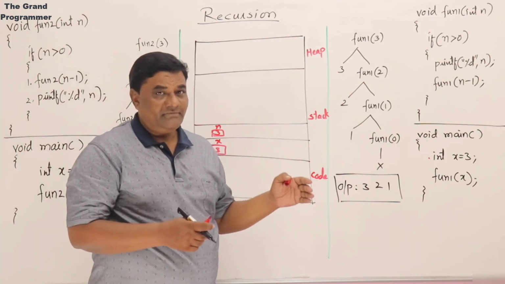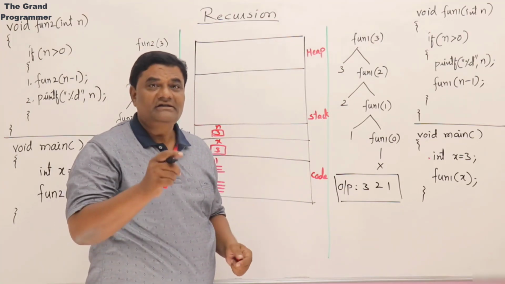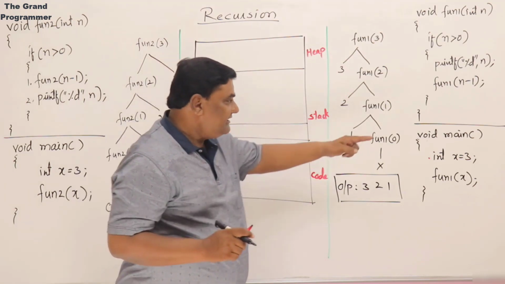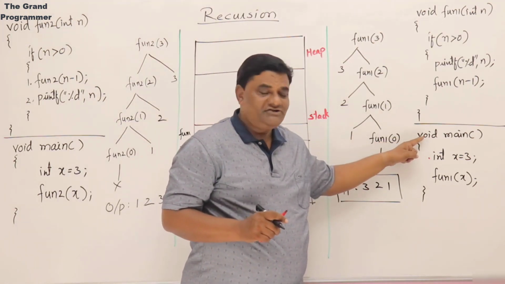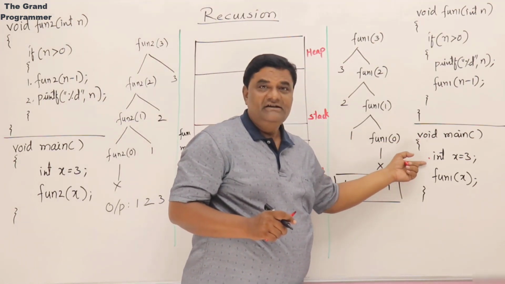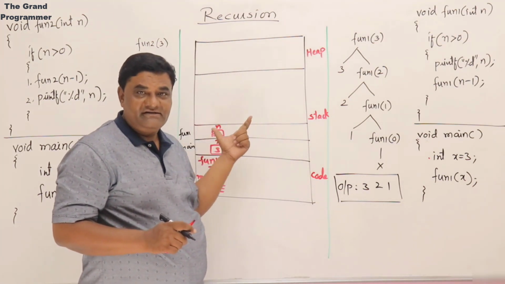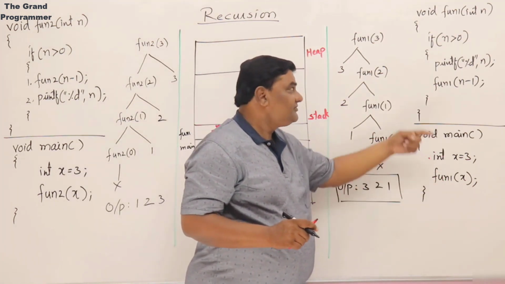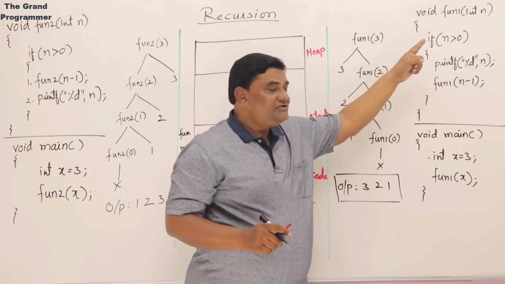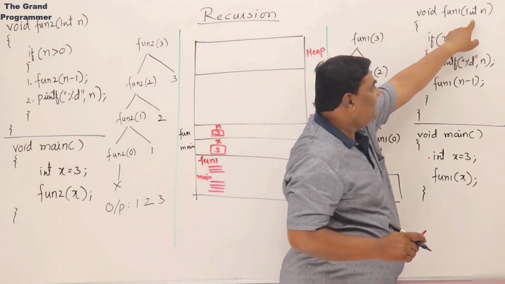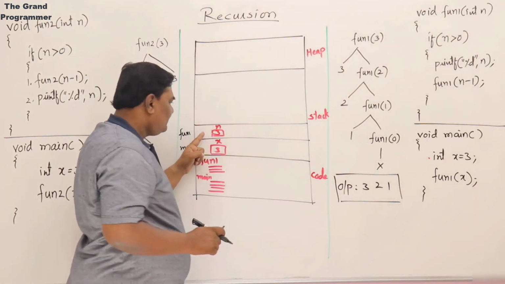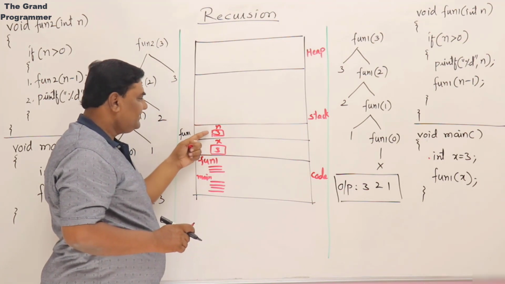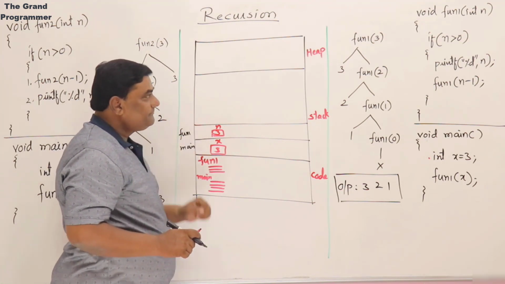I'm showing you line by line how it is working. Let us look at it once more. The program starts executing from main function. The very first thing is x, so an activation record for main, and x is created. The value is 3 and the function is called. That function has just one variable, that is n. So an activation record is created for fun1 with variable n having value 3.